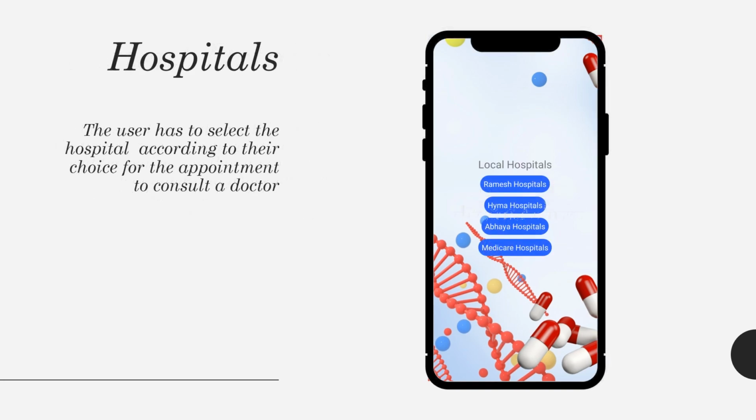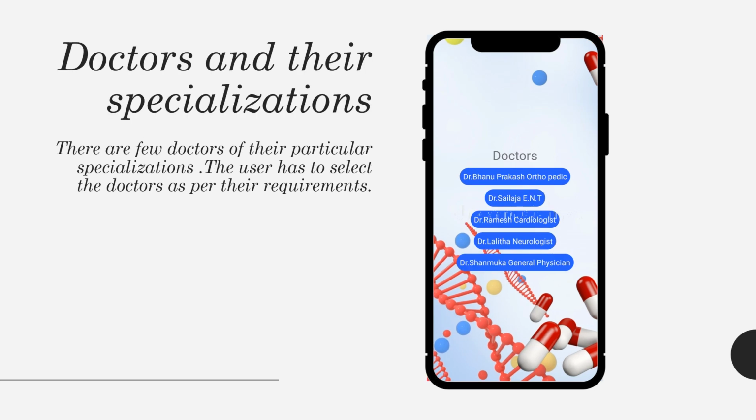After entering the patient details, the user should choose according to their choice for the appointment to consult a doctor. The hospitals which are listed here will be nearest to the user. Doctors and specializations: after selecting a hospital, doctors and specializations will be displayed. There are a few doctors for each particular specialization. The user has to select the doctor as per their requirements.